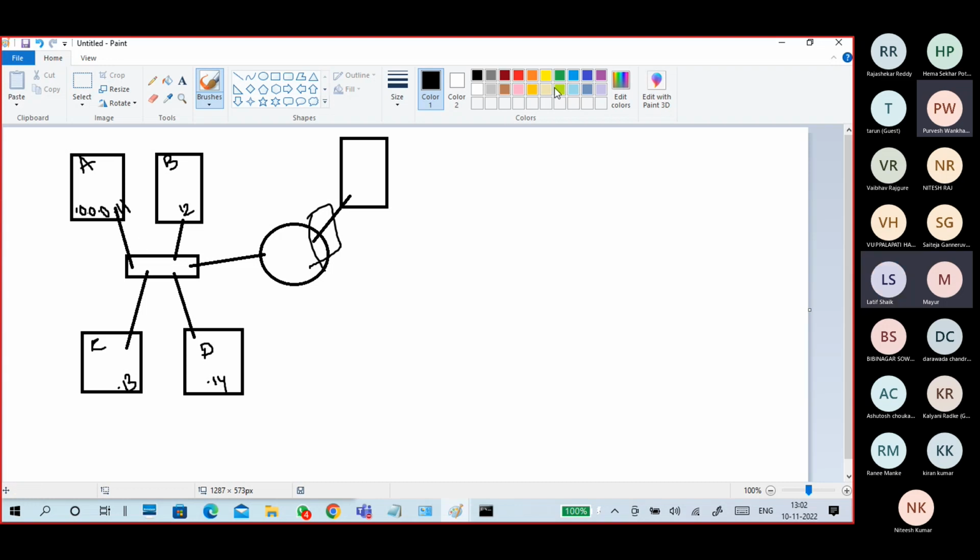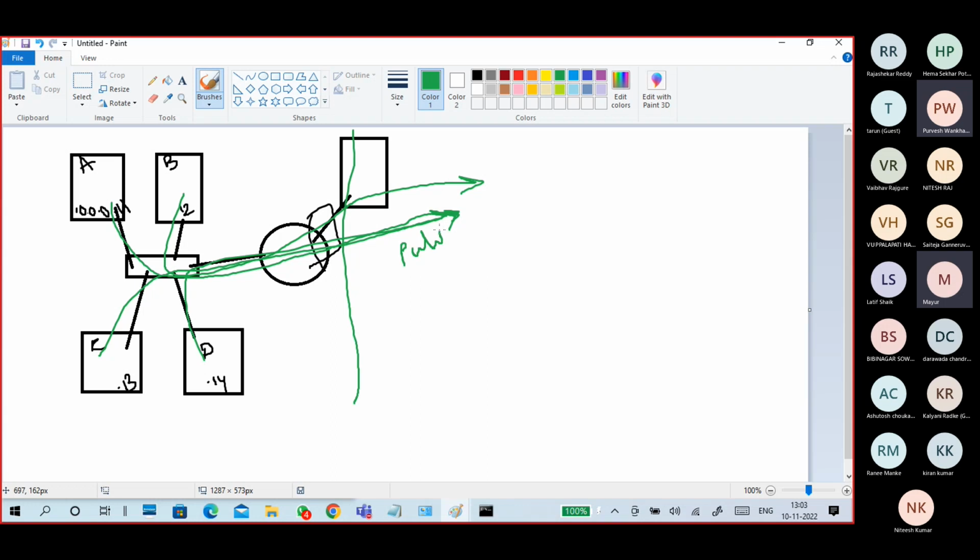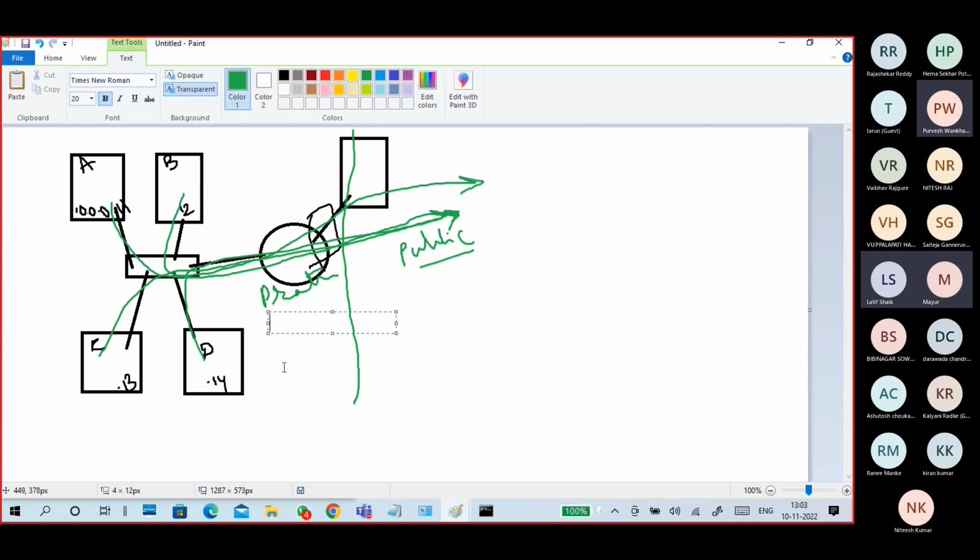But to access outside of the network, we need a public IP. That is already told: to access the public, we need a public IP address. To access internally, you can have anything like a private IP address, but to access the public, you have to get a public IP. Here we have 4 private IP addresses.